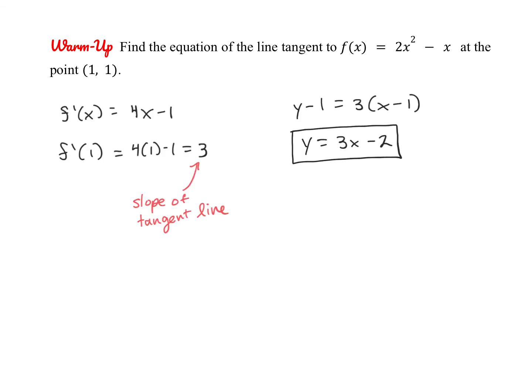Alright, so check your work real quick. So we know to find the tangent line, we need to find the slope of the line at that point, which we can find using the derivative, and then we can just use point slope to make the equation. So we have the equation y equals 3x minus 2.